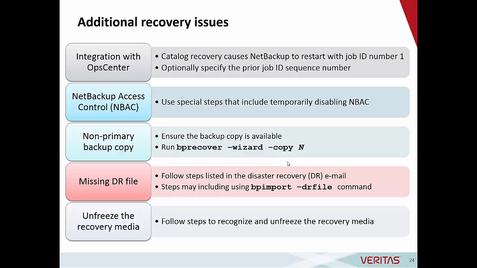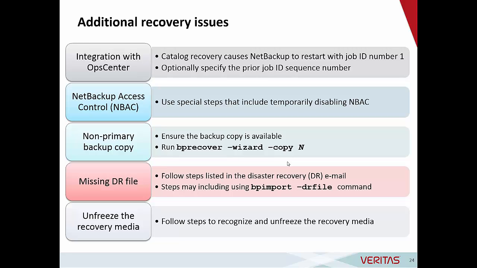Now there are some situations that can require additional steps in recovery. When it comes to OpsCenter, the process of NetBackup catalog recovery automatically restarts your job numbering. You'll begin again with job number 1. That's a safety feature because catalog backups in NetBackup are hot backups, which might be running at the same time as other backup jobs. And so there's a potential for job number collision in that situation. So just to be safe, NetBackup resets everything to 1 on the recovery.